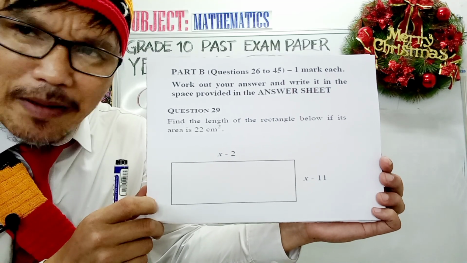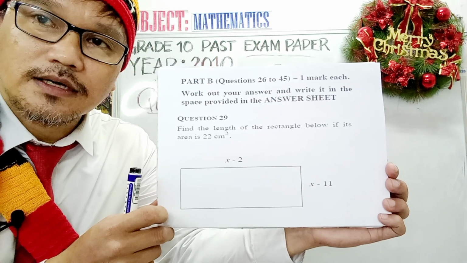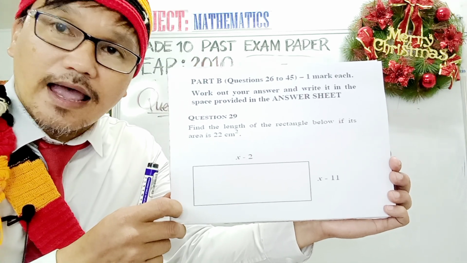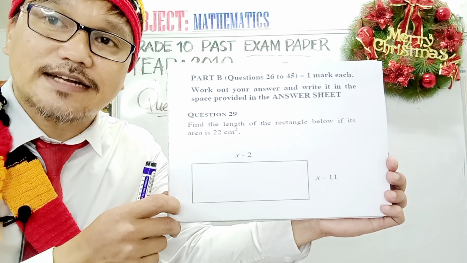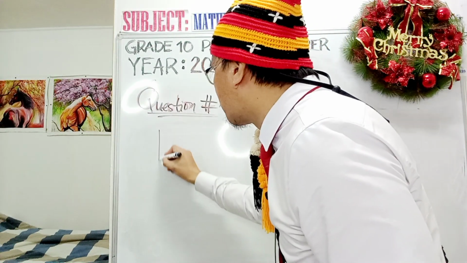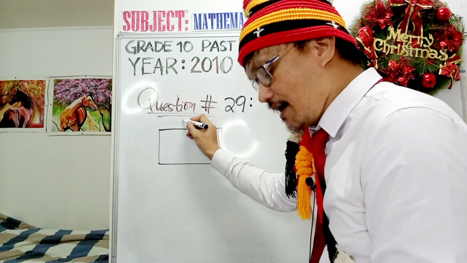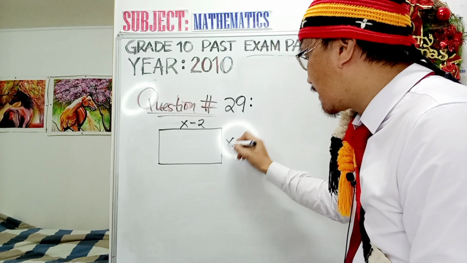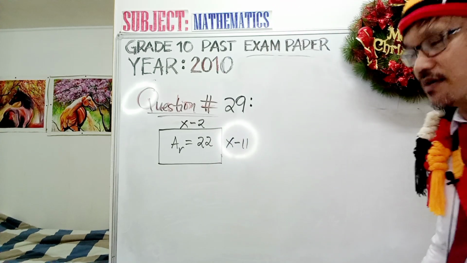So you don't have to panic when it comes to this kind of question, because all you need to do is always remember the formula. It's all about the area of the rectangle, so focus on the area of the rectangle. And from there, you formulate until you find the value of the required in that particular question. Okay, so let's redraw the given rectangle. This is the rectangle, the side length is x minus 2 and the width is x minus 11. The area of this rectangle is given as 22 square centimeter.